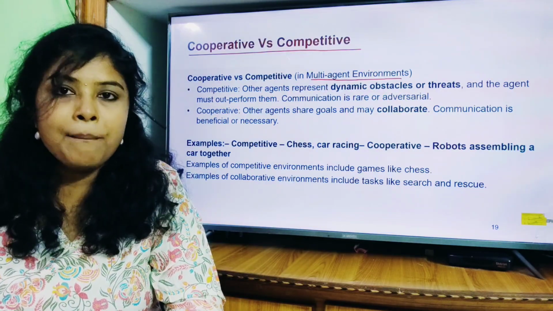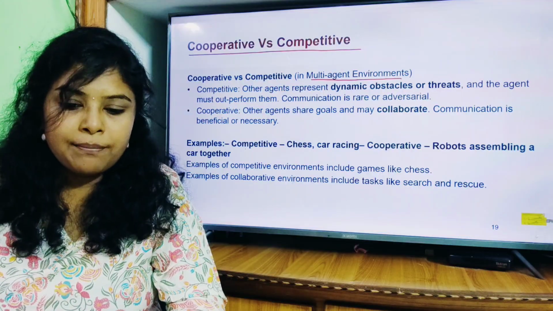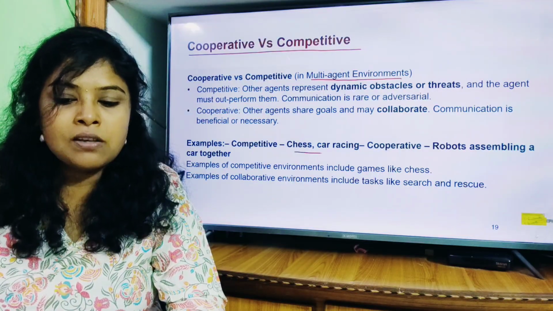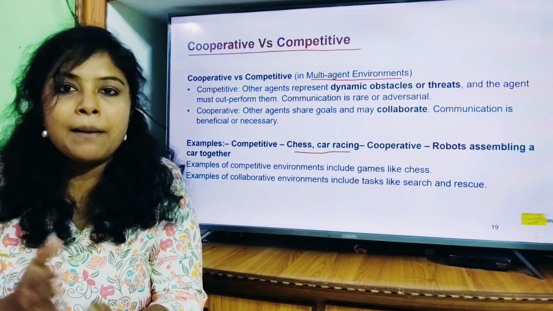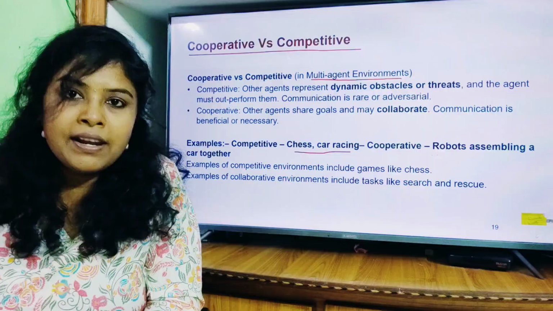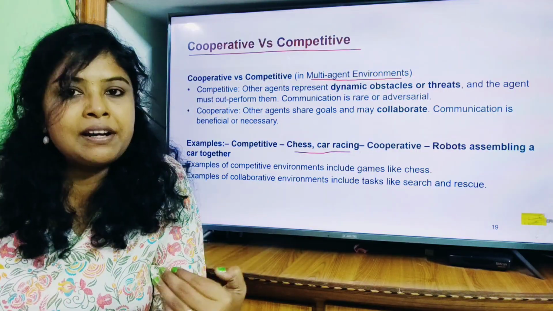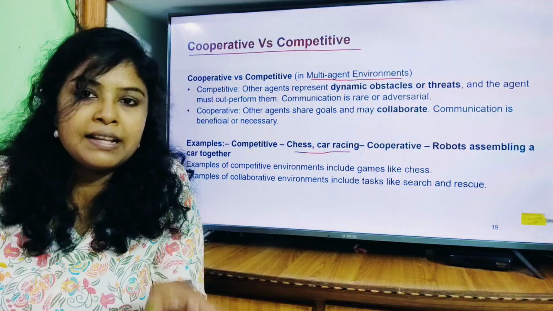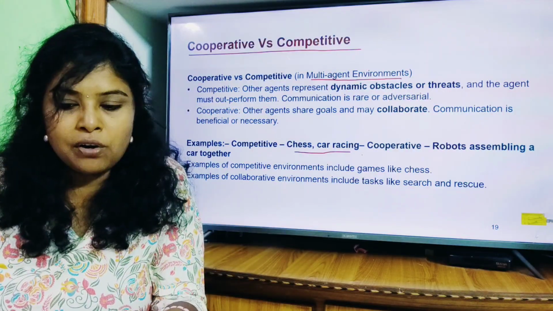a cooperative versus competitive environment. For example, in a competitive environment, a game of chess or car racing, one player tries to win by competing with the other player, right? In the same way, consider another example. In car racing also, each car racer will try to win and reach the destination before the other player. So that is also a competitive environment.